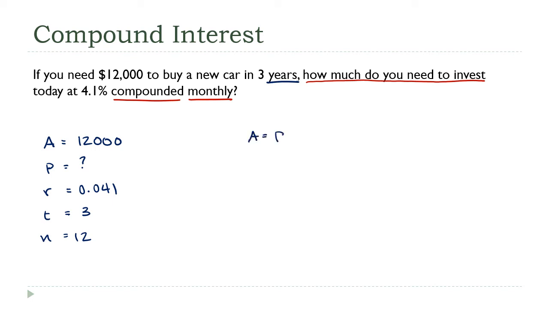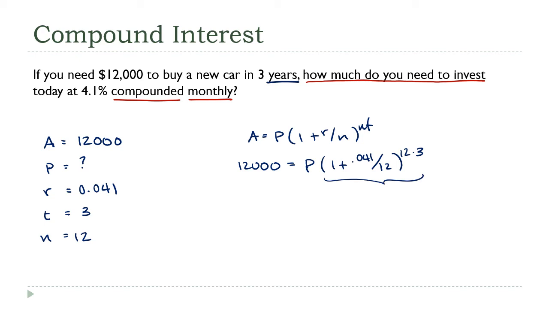Let's go to our formula. A equals P times (1 plus R over N) to the NT power. Now I'm just going to put my numbers in. 12,000 equals P times (1 plus 0.041 divided by 12) to the 12 times 3 power. Now look, this is an algebra equation. I know it's got this 1 plus blah, blah, blah over here, and that looks like a hideous mess. But look, that's just a number. If I divide both sides by that weird-looking thing, I'll have P equals something, and that'll be my answer.